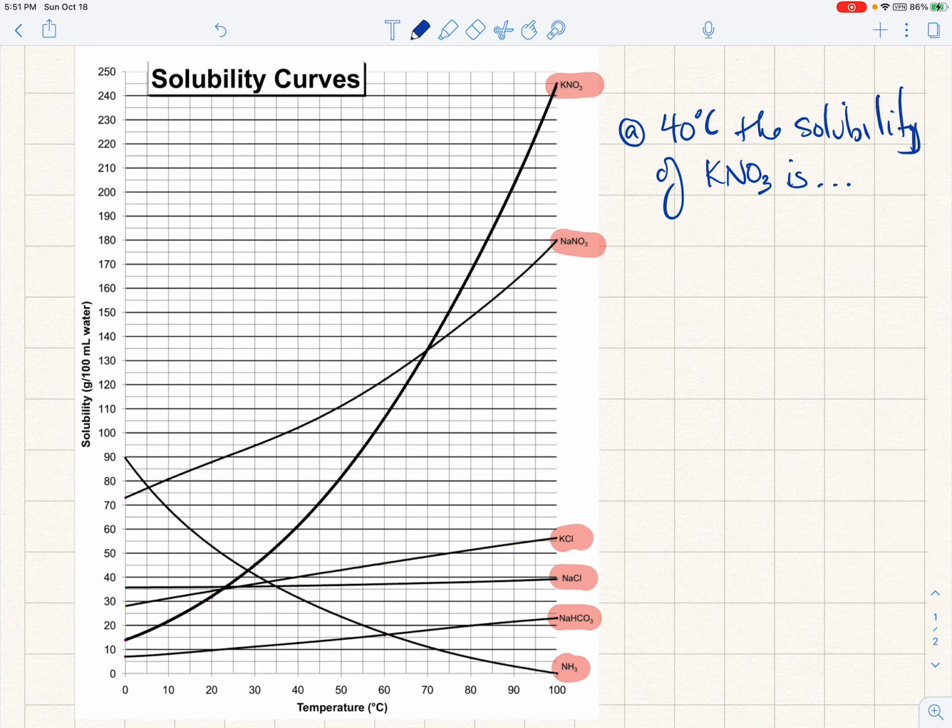All right, so we're given a temperature, 40 degrees Celsius. We're given a salt, in this case potassium nitrate, and we just want to know what is its solubility. So the first thing I'll do is highlight the curve that we're looking at. The potassium nitrate curve is this one that shows the most dramatic rise in solubility. That's the KNO3 curve, so don't look at any of the other curves.